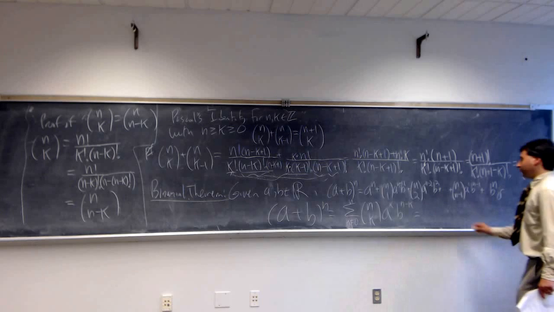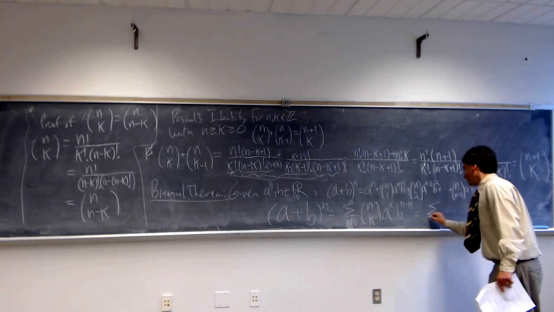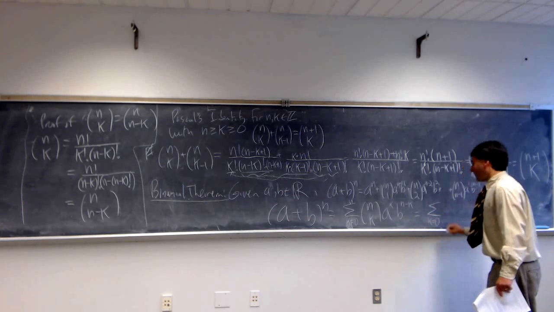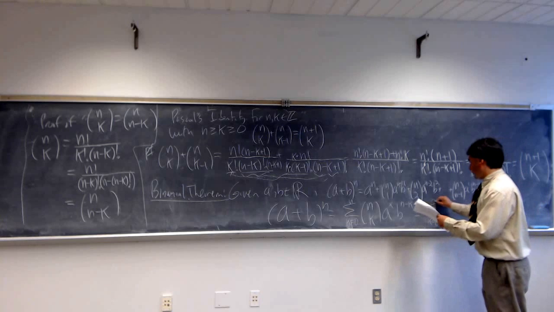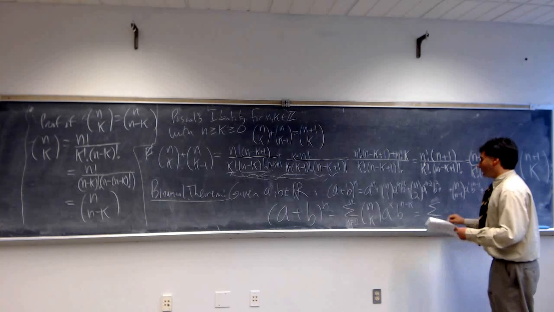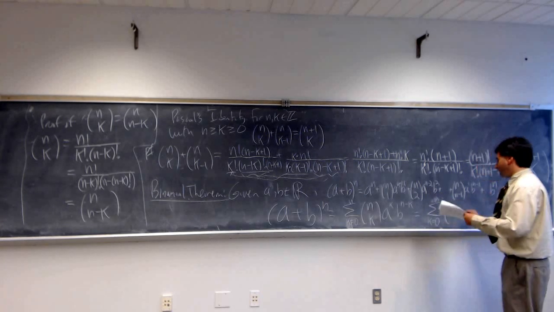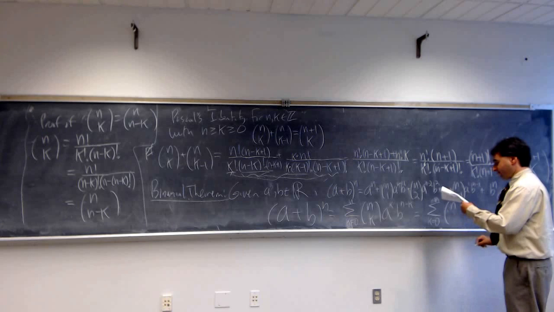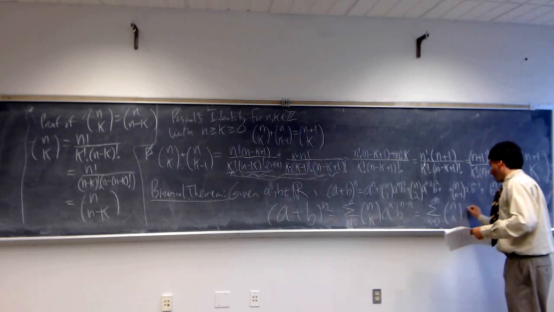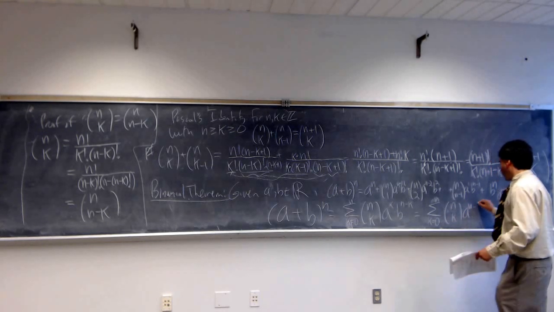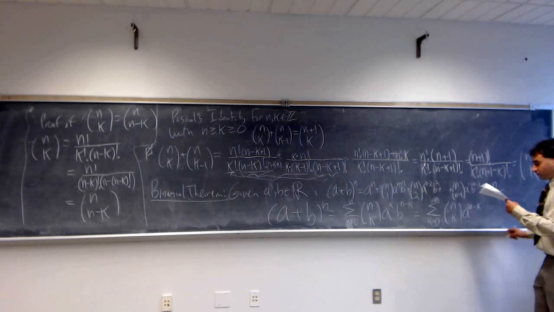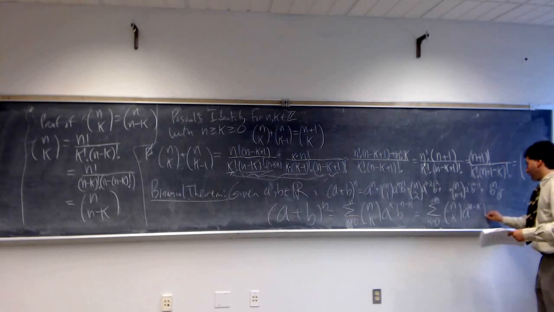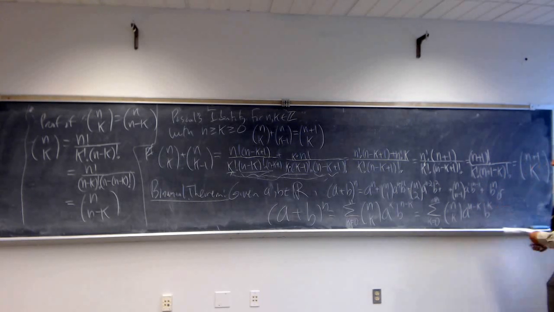Which is also equivalent to the sum, k going from 0 to n, of n choose k, a to the n minus k, b to the k.